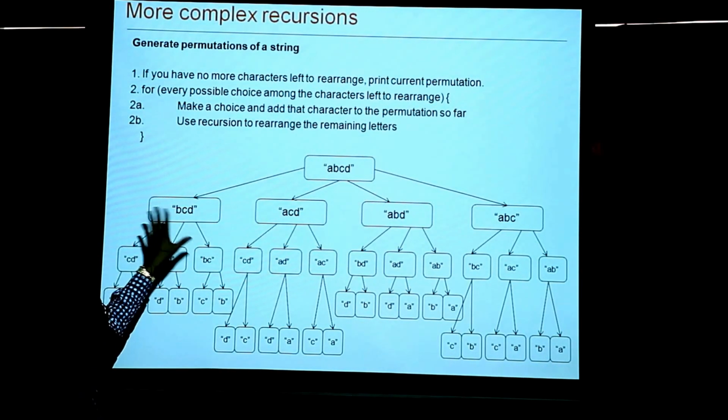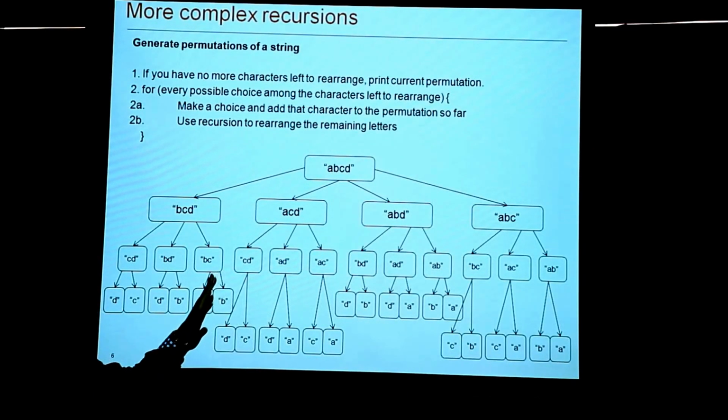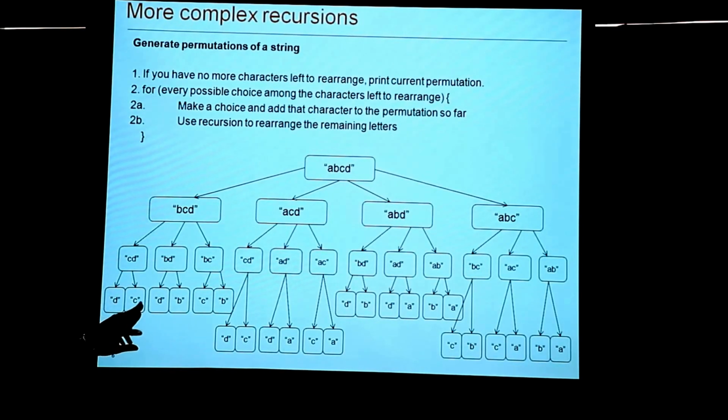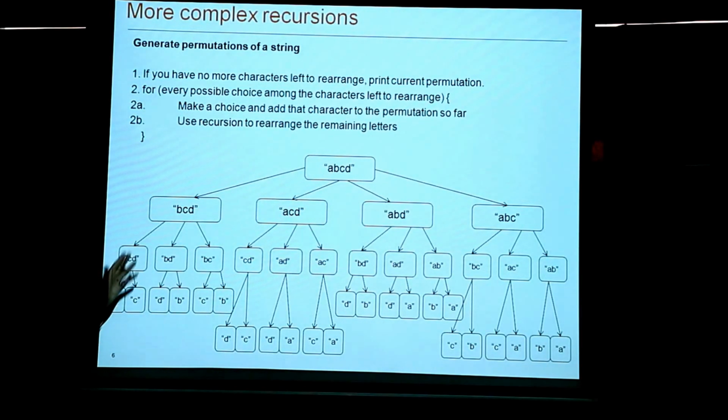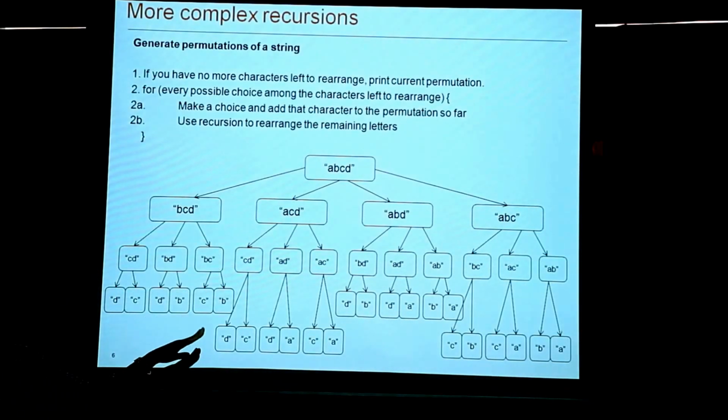So here, just a quick question. What are the number of leaf nodes here? Anybody? So what are the number of leaf nodes? That's the same as the number of permutations of the original string, right? Because every leaf node will give one possible permutation of the original string. So if the string size is 4, there will be factorial 4 number of leaf nodes.